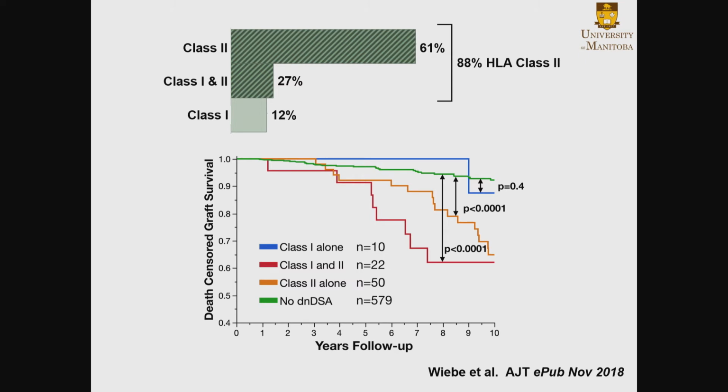Now, as many of you will know from the literature, and this is just our own data here, the vast majority of de novo DSA that develop are against the class 2 antigens or against the combination of class 1 and class 2. And as it turns out, for reasons that are not well understood, these are also more pathogenic, at least in terms of quantifying their risk of both graft failure as well as antibody-mediated rejection, as you can see on the bottom. And so our research program has really focused largely on the class 2 antigens, in particular DR and DQ.